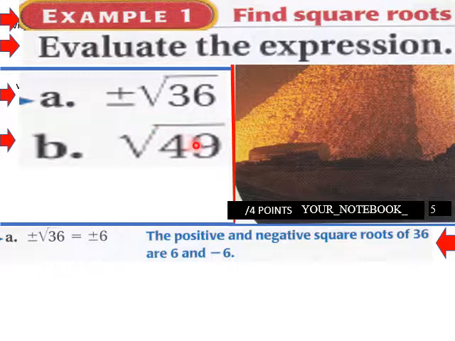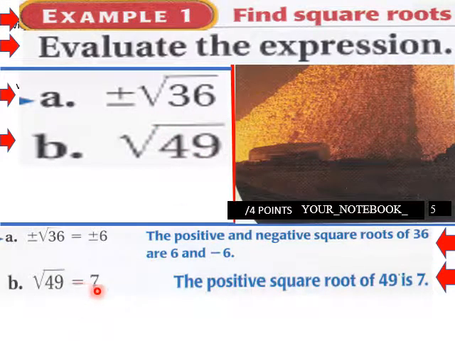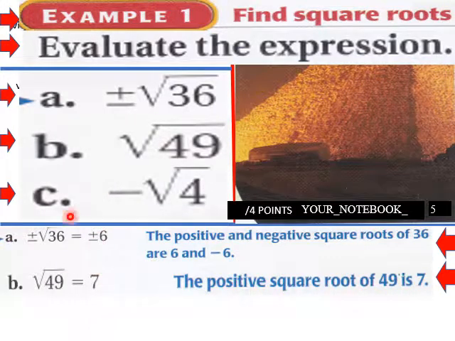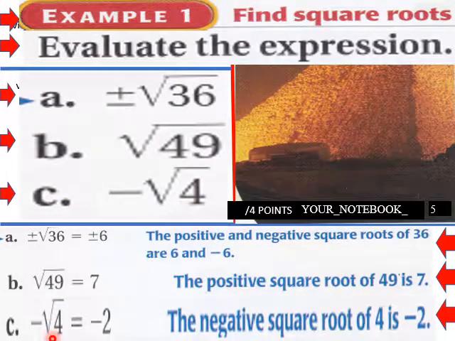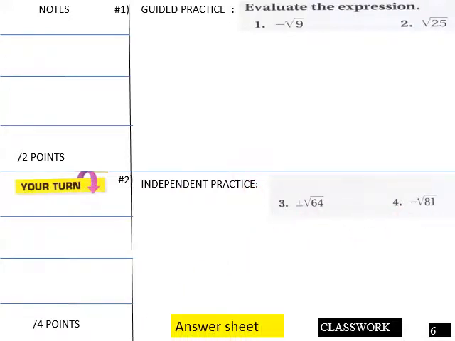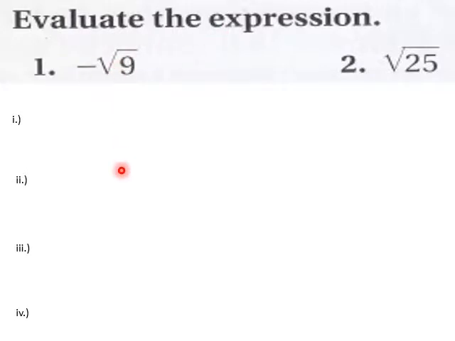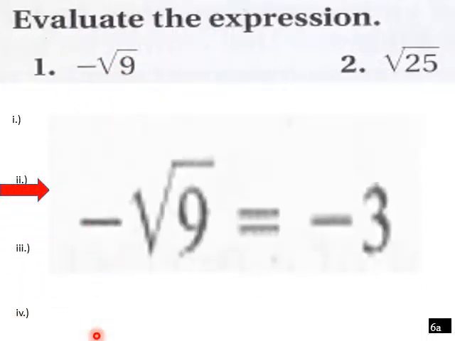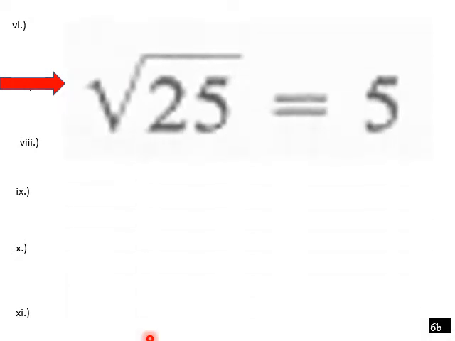What's the square root of 49? The positive square root of 49 is 7. And then the negative square root of 4 is negative 2. Here's our first guided practice for this lesson. Evaluate the expressions. The independent practice, that's you students, that's for you to do. Evaluate the expression. The negative of the square root of 9 is negative 3. And then the square root of 25 is 5.